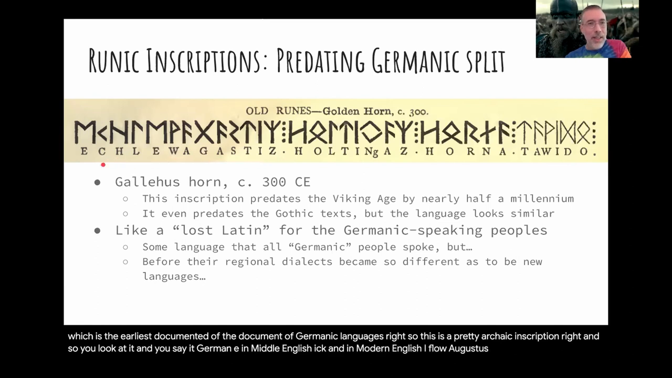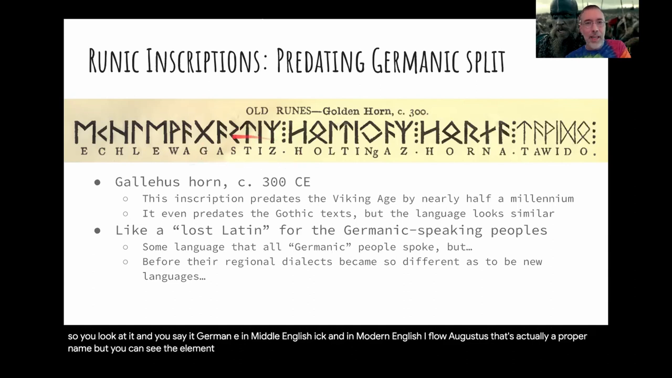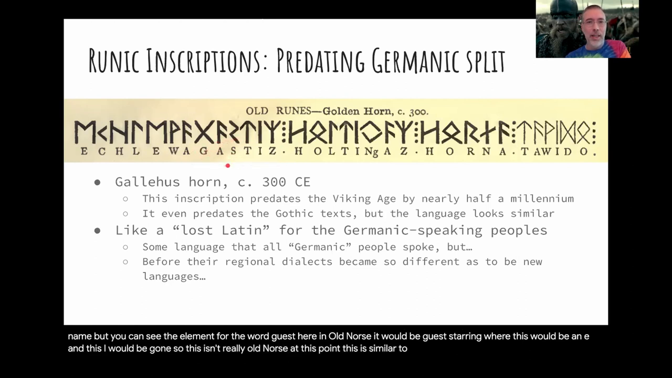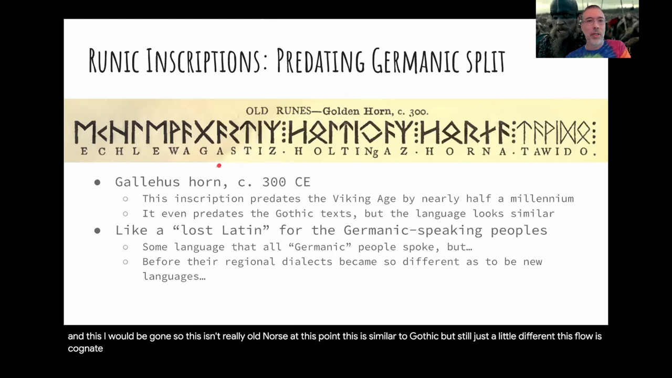Clowagastes, that's actually a proper name, but you can see the element for the word guest here. In Old Norse, it would be gestar, where this would be an E and this I would be gone. So this isn't really Old Norse at this point. This is similar to Gothic, but still just a little different. This Klewa is cognate with the word lee, as in the leeward side of the ship.